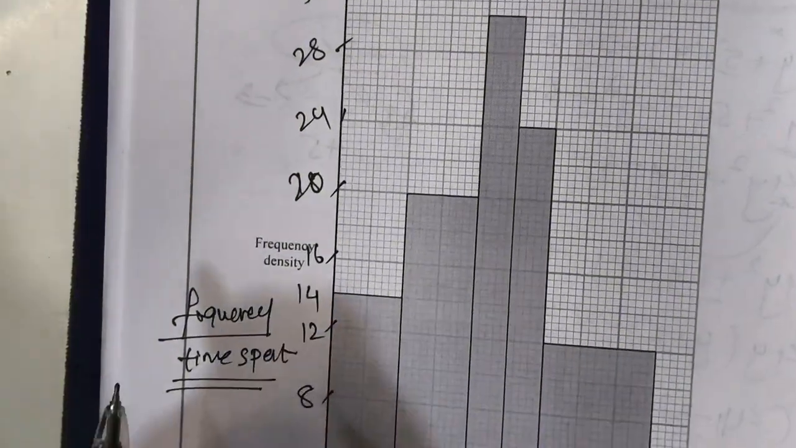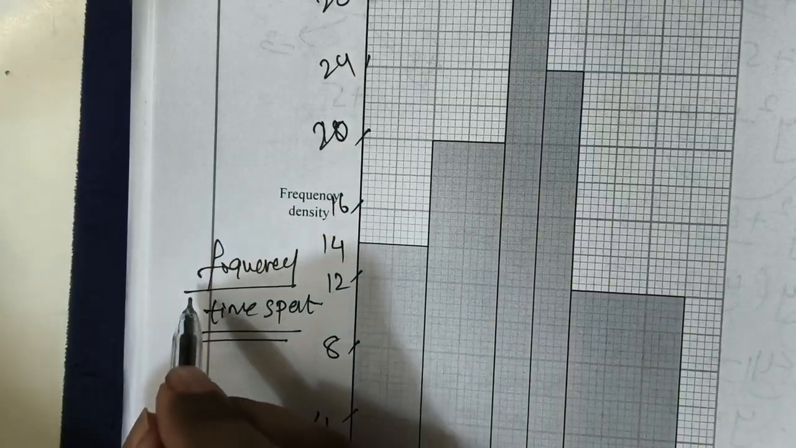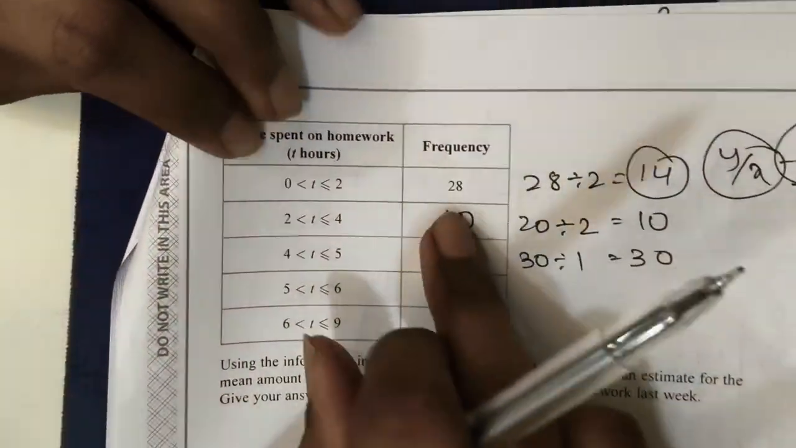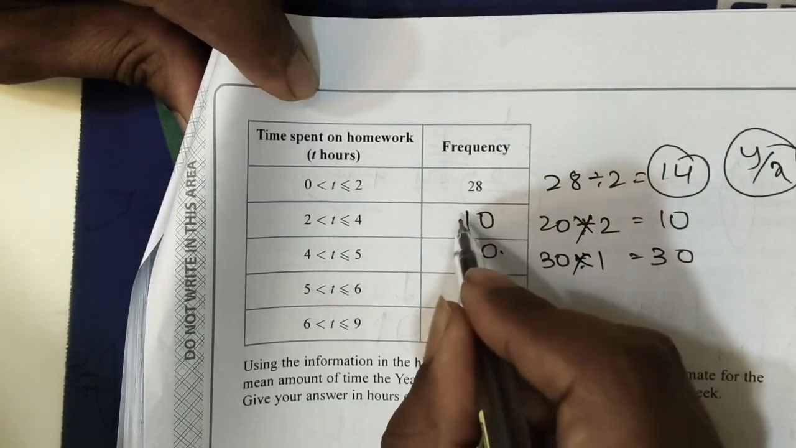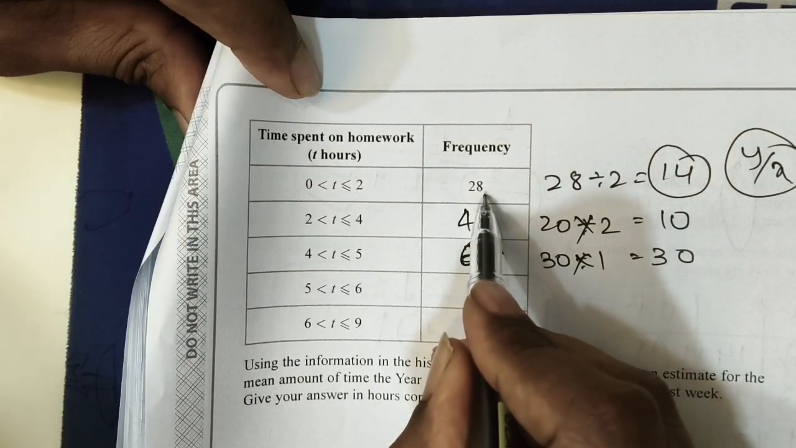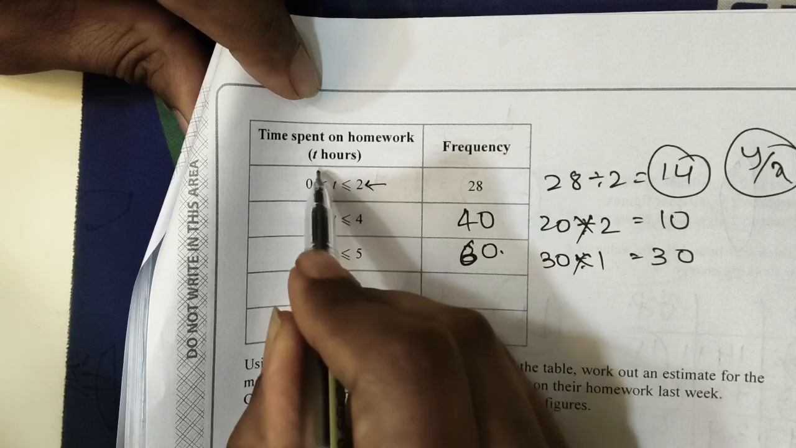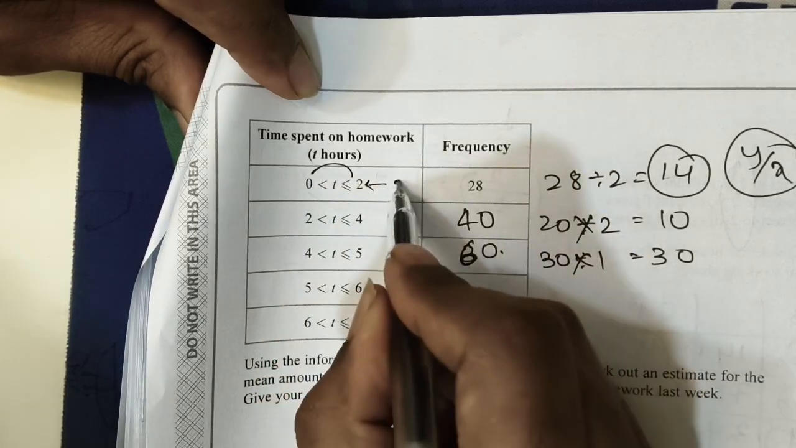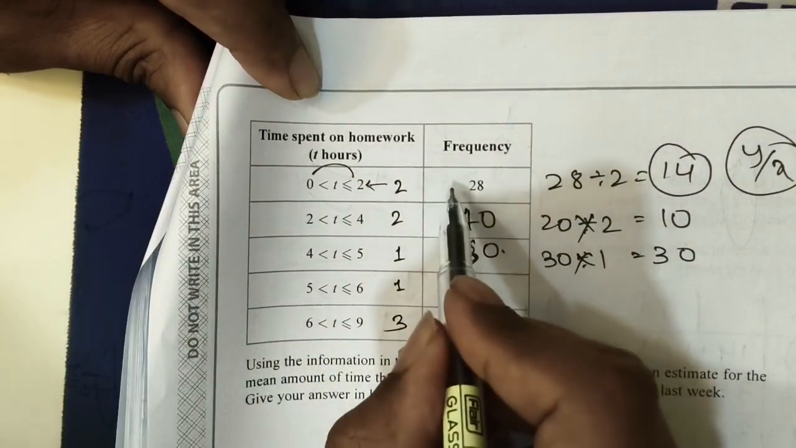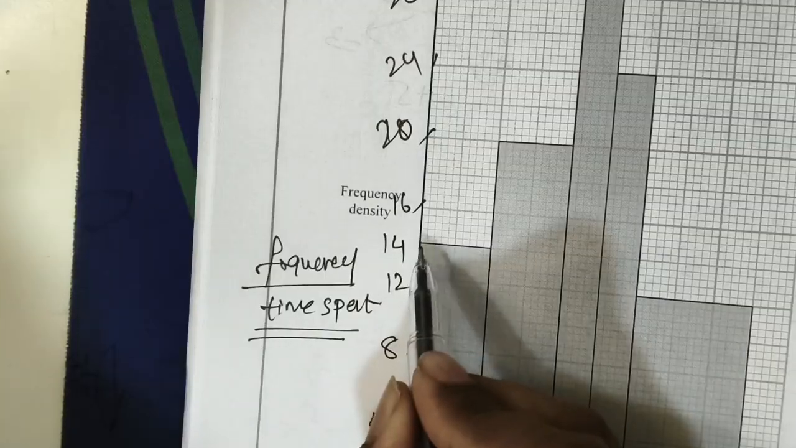In such cases, always remember the fundamental of frequency density. Frequency density is nothing but frequency divided by class width. Correct? It is not just frequency. So here, you see 0 to 2, so 18 is the frequency, right? So my frequency density is going to be 18 divided by 2, the difference between these two. You divide this by this, you get the 14. So immediately mark 14 here.